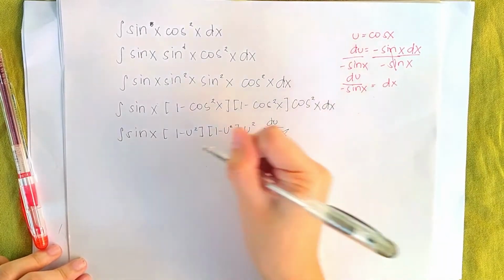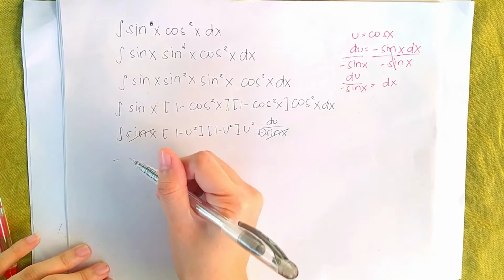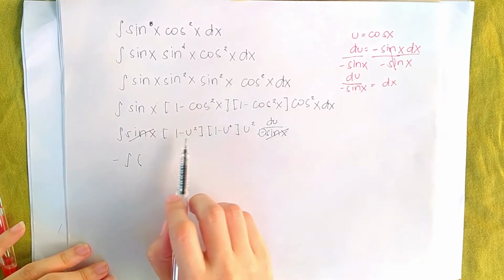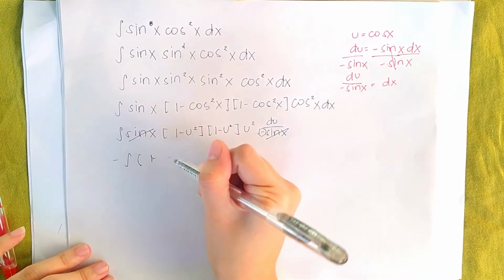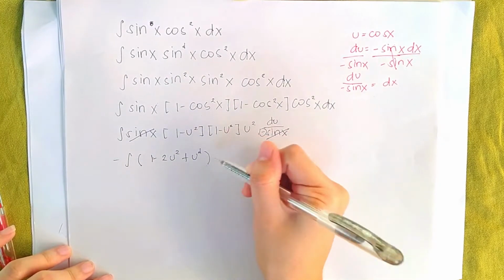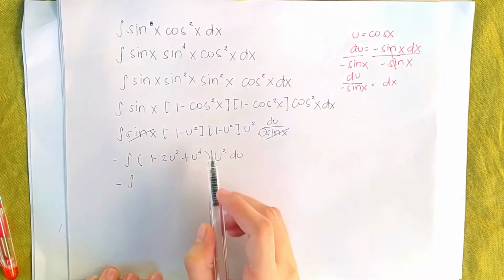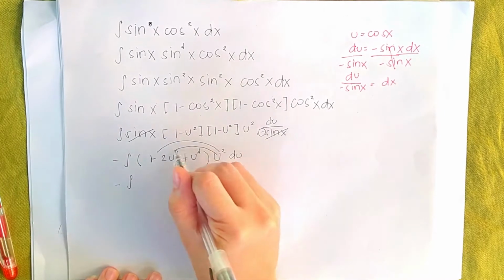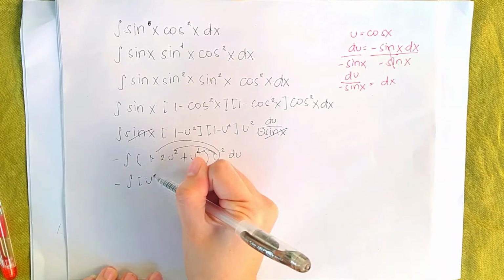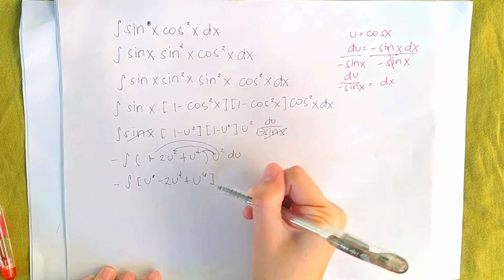So cancel sine x and the negative sign will be in front. So this will be negative, the antiderivative of the product of these two, just like what we did on the other one. So this will be 1 minus 2u squared plus u raised to 4 times u squared du. So what we are going to do here is distribute u squared. So this will be u squared times 1, times negative 2u squared, times u raised to 4. So this will be u raised to 2 minus 2u raised to 4 plus u raised to 6 times du.